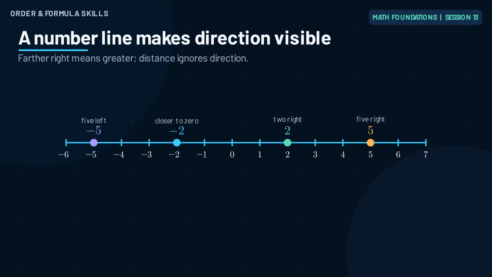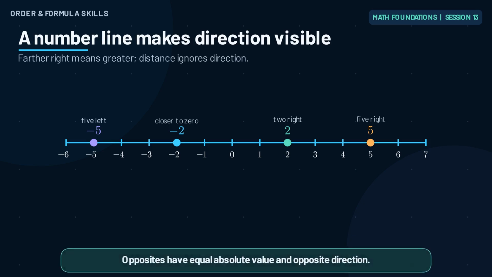Opposite numbers such as -5 and +5 have equal distance from 0 but opposite direction. Far to right means greater. Absolute value measures distance without direction. The line provides a quick sign and magnitude check.